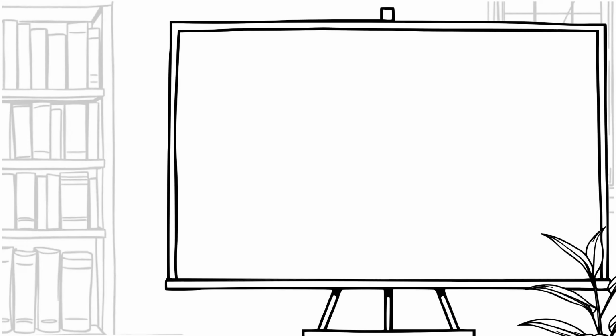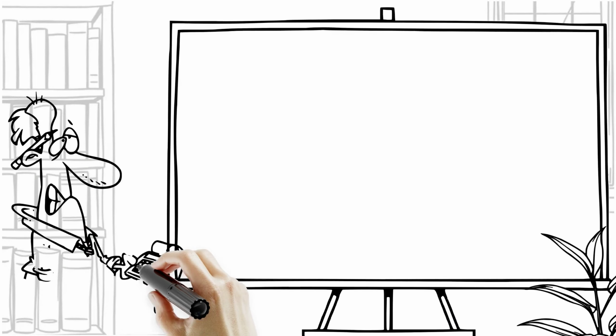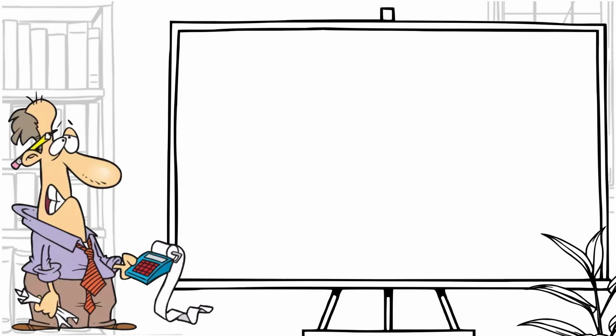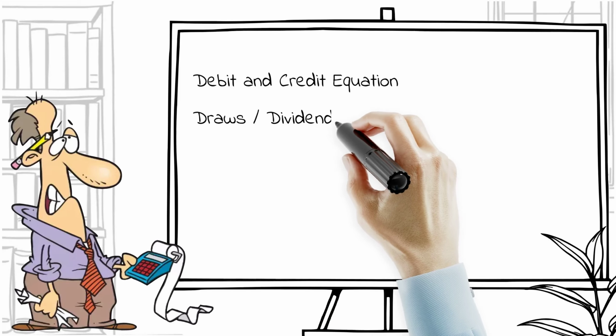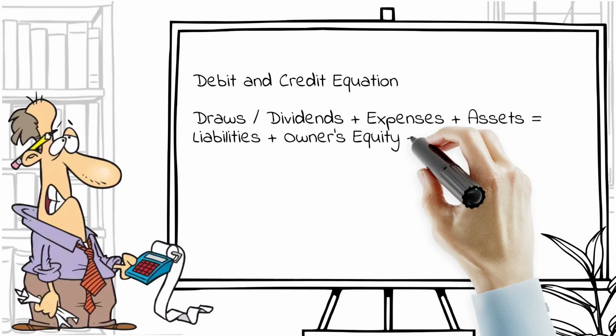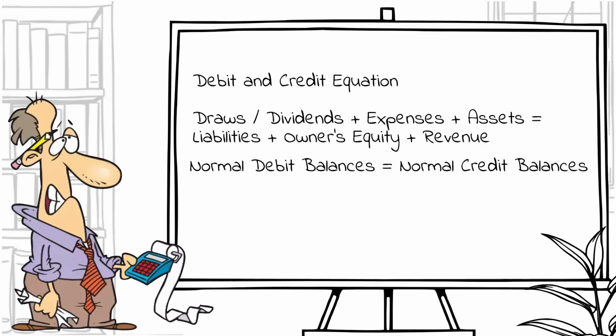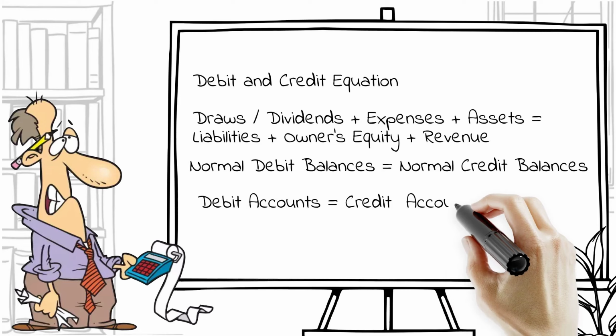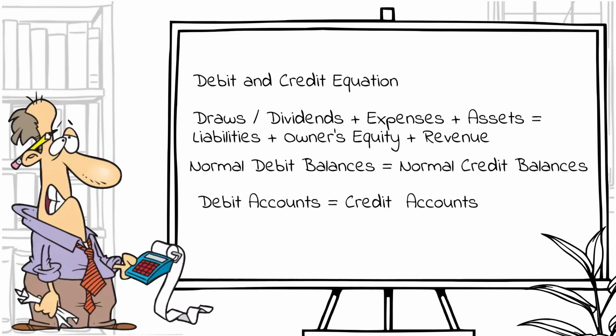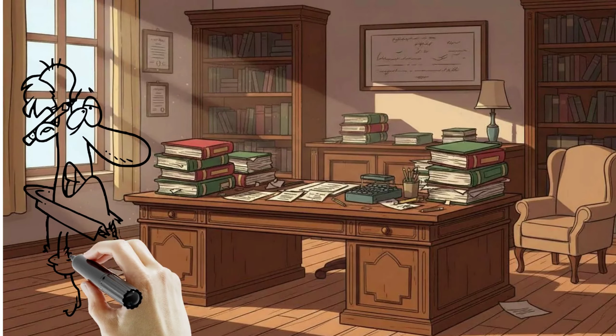Debit and credit equation. Draws/dividends plus expenses plus assets equals liabilities plus owner's equity plus revenue. Normal debit balances equal normal credit balances. Debit balance accounts equal credit balance accounts. In this equation, all the normal debit balance accounts are on the left side of the equal sign and all the normal credit balance accounts are on the right side of the equal sign. Debit-credit rule: all the types of accounts on the left side of the equation with a normal debit balance are increased with a debit and decreased with a credit. All the types of accounts on the right side of the equation with a normal credit balance are increased with a credit and decreased with a debit. Hopefully, debits and credits are no longer a mystery.